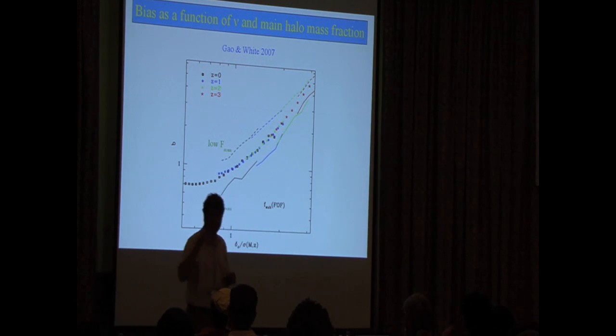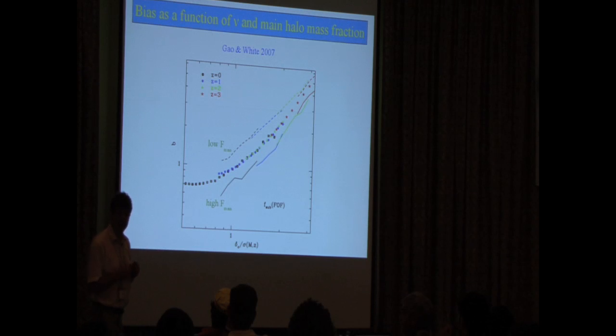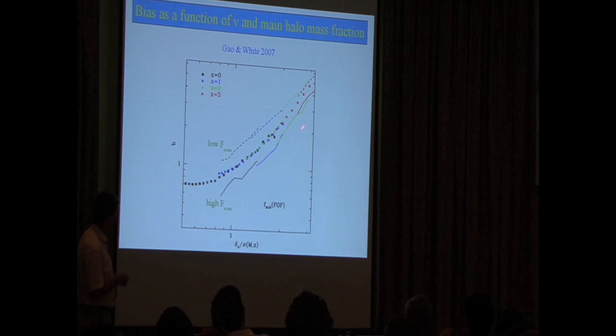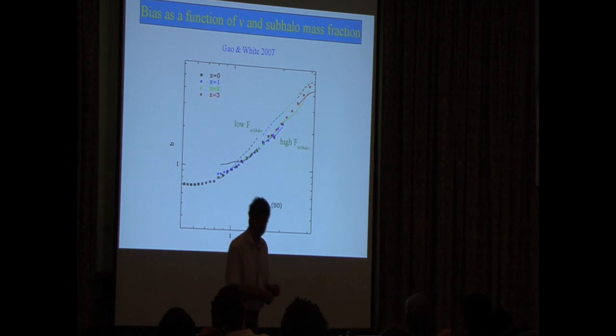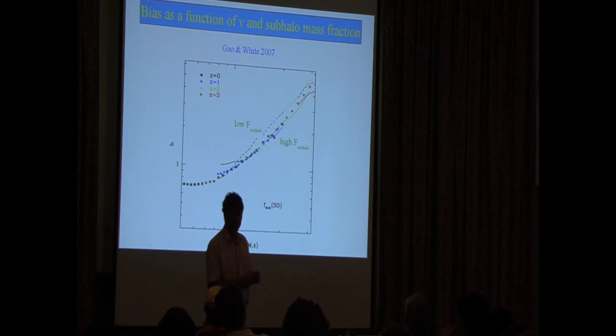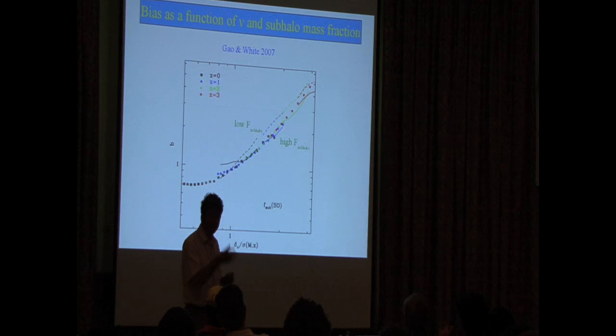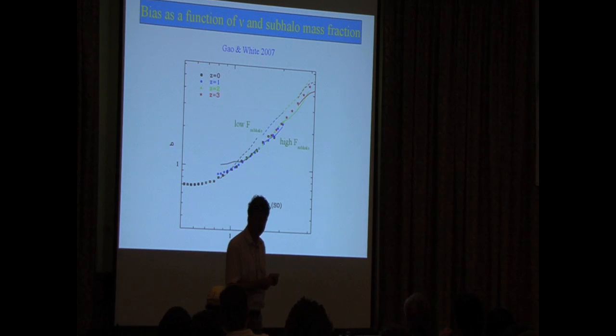Here's what happens if you take a measure of how much substructure they have. Doesn't matter much what it is. These are the ones with relatively little substructure. These ones with a lot of substructure. The effect is roughly similar at all masses. Here's a different measure of substructure, and it looks different. So it even depends on which measure of substructure you use.